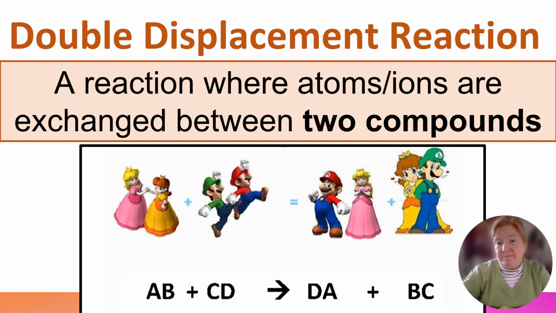Now, double displacement reaction is the most complicated looking one. It's where there's all compounds, and all that happens is elements switch again, but it's two compounds on one side and two compounds on the other side, and the elements switch places again. So it's just like swapping partners. So you were partnered with Caroline and Antonio was partnered with DeMarcus, and now we've swapped partners.